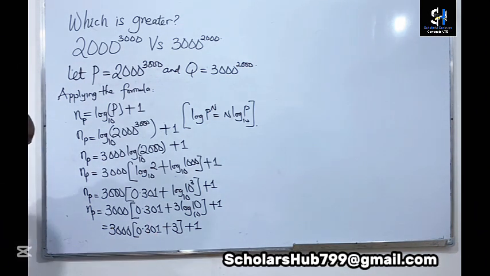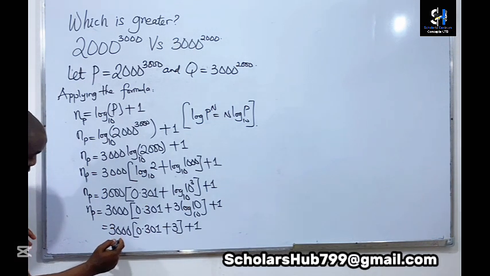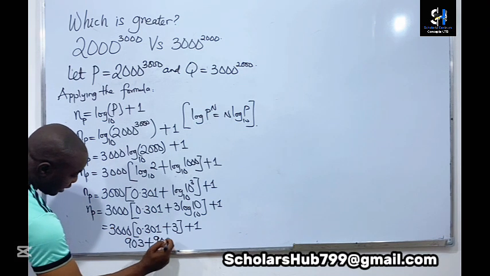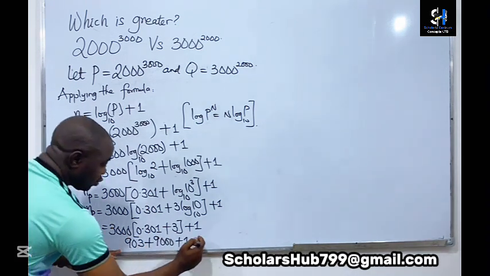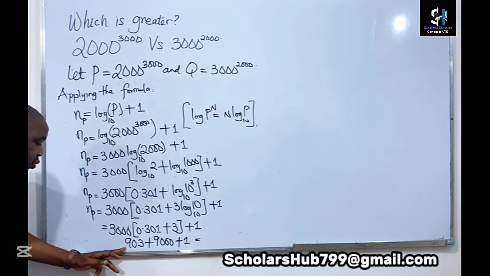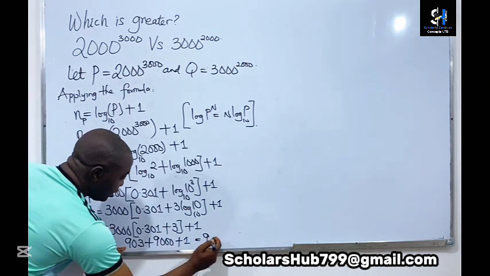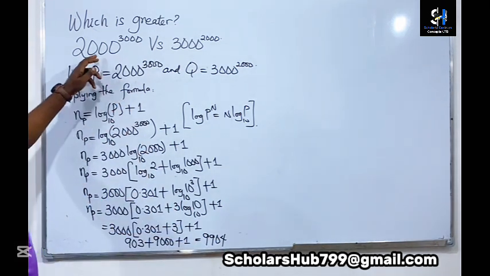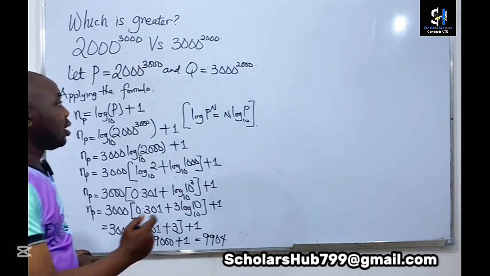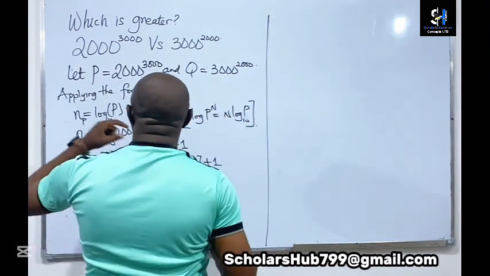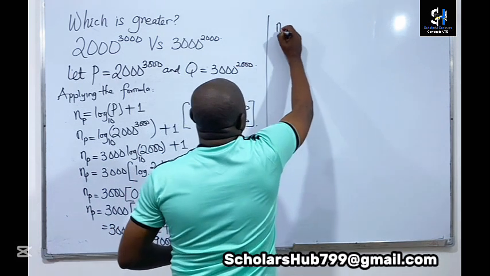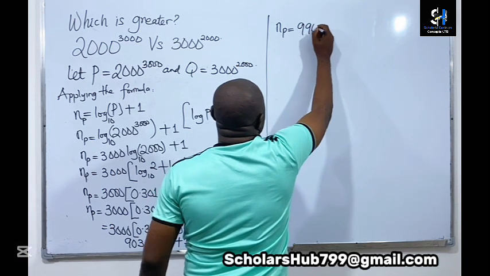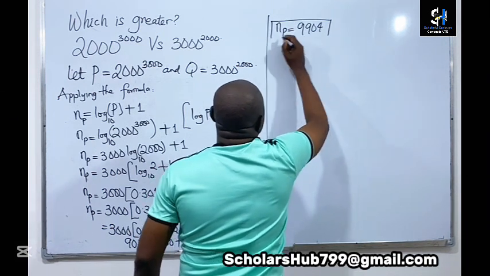Multiplying 3000 times 0.301, that will be 903, of course. So this would be 9000 plus 903, then plus 1. Everything will be 9904. So this is the number of digits in 2000 raised to the power of 3000. Like I said, the number of digits in this will be 9904. Let me box this.